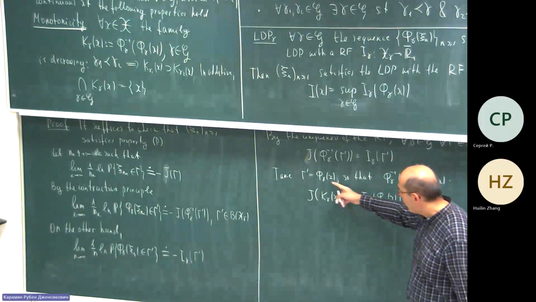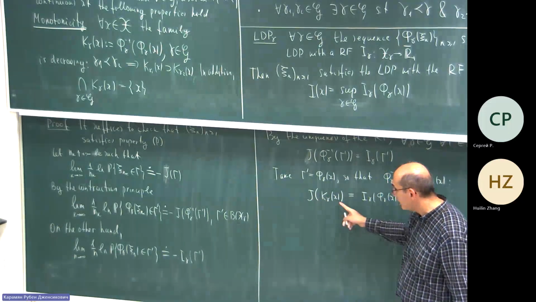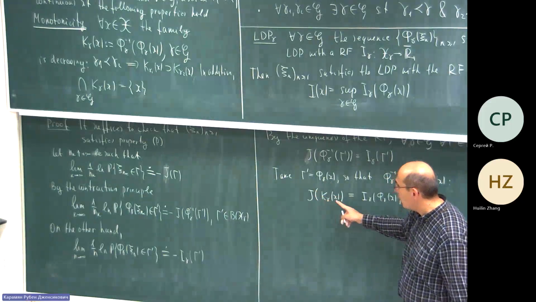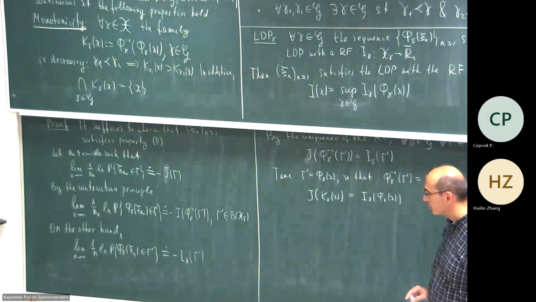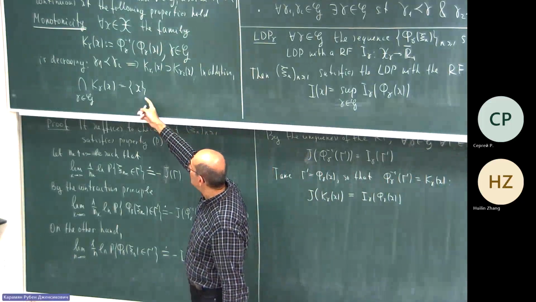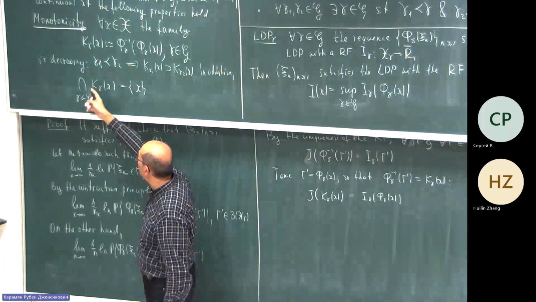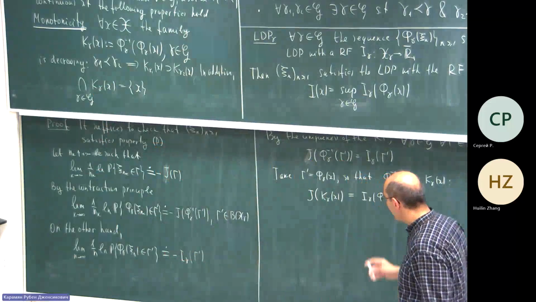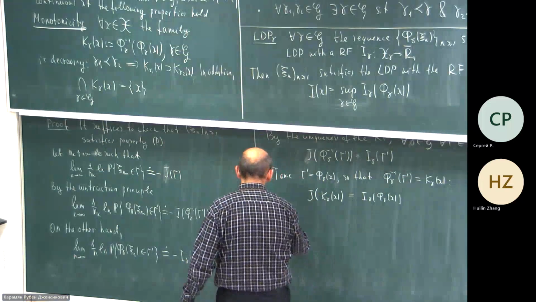For the moment, I can't say what is the value of J of x, but I can say what is the value of J of K_gamma x for any gamma. Then I will use this condition, which says that this x is identified by all these sets K_gamma x. Now to conclude, I need the following lemma.